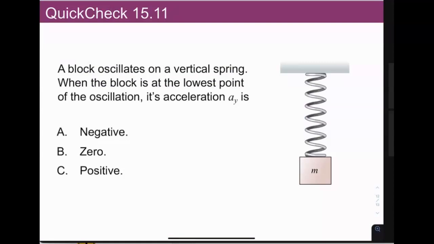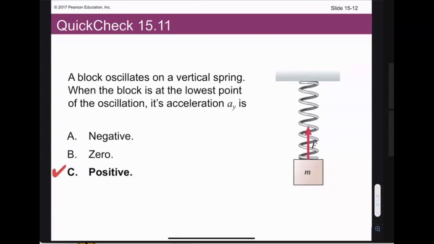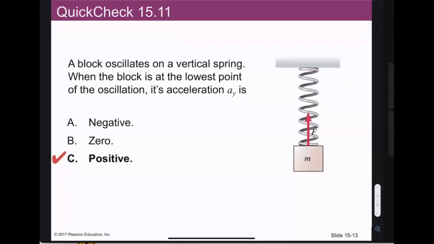In this quick check, a block oscillates on a vertical spring. When the block is at the lowest point of the oscillations, its acceleration, a sub y, is positive because the acceleration is proportional to the negative of the position. And that concludes this video.